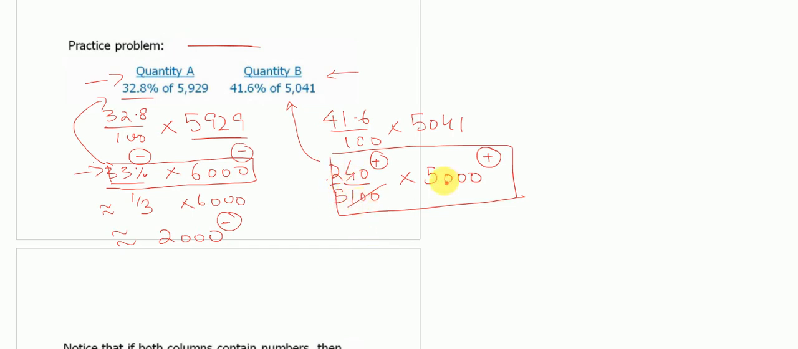So what is 2/5 of 5,000? Think about it. You can easily compute it. You can cancel out 5 with 1,000, and then multiply 2 with 1,000, and you get 2,000. And we have a plus over here. So what does this mean? It means that we have a number which is smaller than 2,000, and here we will have a number which is greater than 2,000. So definitely quantity B is greater than quantity A.